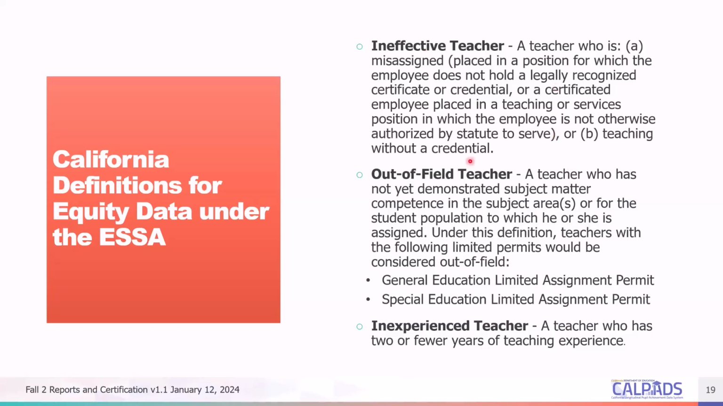And then ineffective teachers, this is essentially based on their credentials. So if you have a teacher who does not have the right credentials to teach a class, then that could be considered ineffective. And so you have your misassignments and exceptions. And then you have your out of field teachers as well. So if you have limited permits, then the staff member would be considered an out of field teacher.